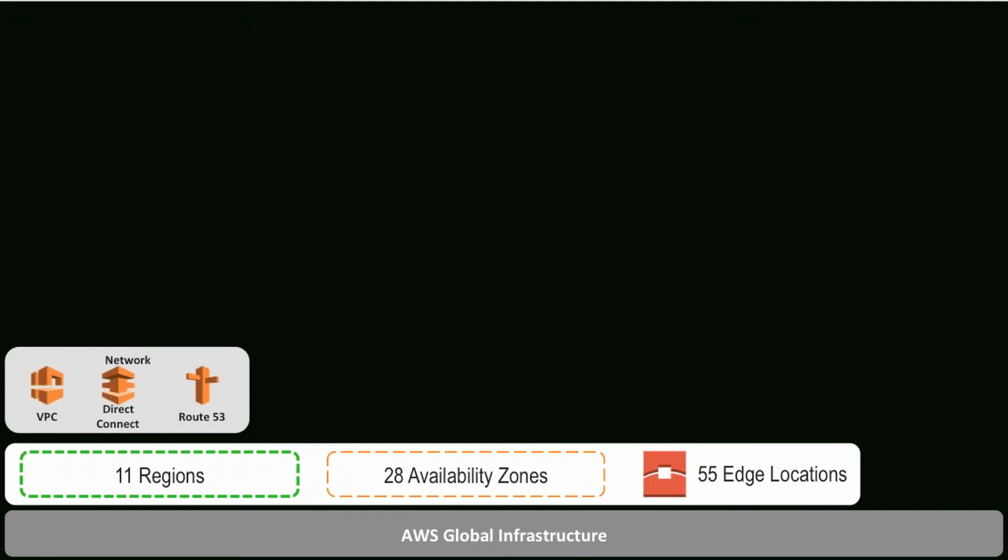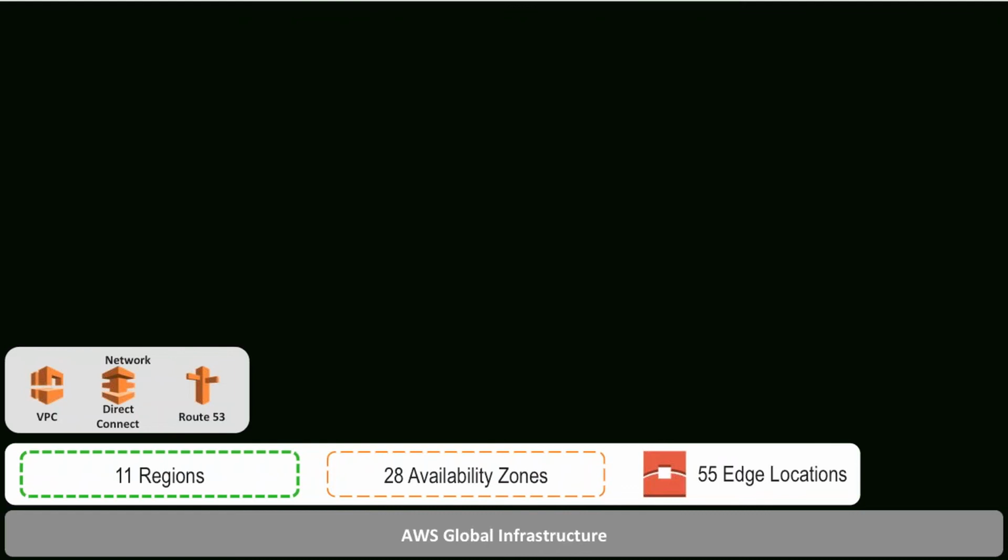So on top of that global infrastructure, we have the networking components. There's VPC, which is Virtual Private Cloud. There's Direct Connect, which we'll touch on later when we talk about our backup and recovery to the AWS Cloud. So Direct Connect is like a private circuit directly into the AWS Cloud.